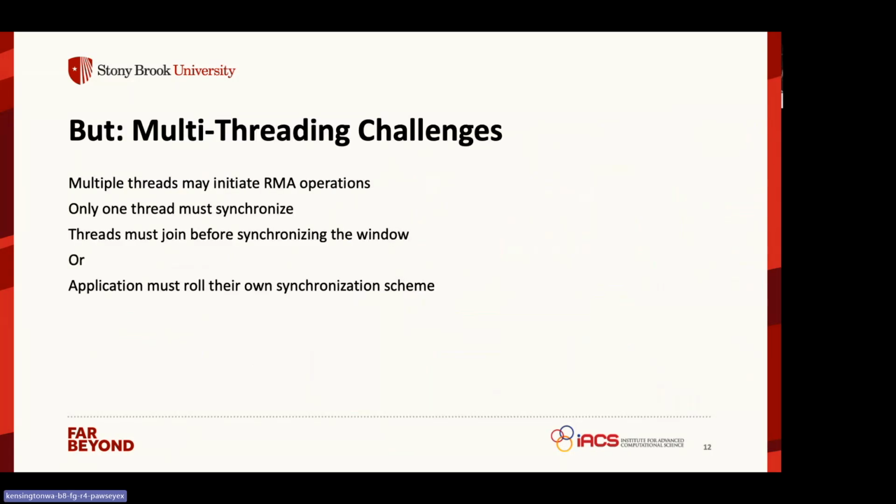But as I said, PCW has process scope. So working with threads is really complicated because you need to join all the threads and wait for threads to complete their operations, and then only one thread can say, well, I'm complete now, and then start the exposure epoch again. So it's not really suitable for what people are doing with MPI plus X today.